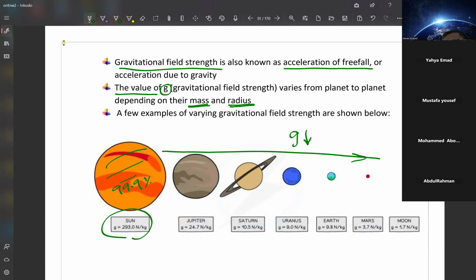Except, of course, if you see Uranus, because it has a larger diameter but less mass, because this is a gaseous planet. But as you see, the moon has the least mass. So now the lightest one will have less g, or the smallest gravitational field strength.